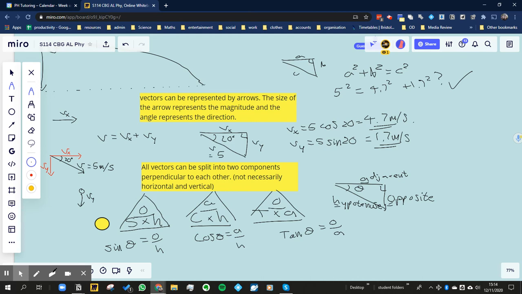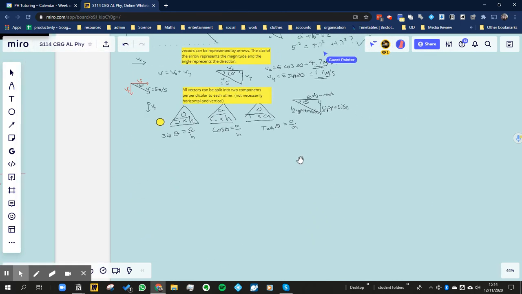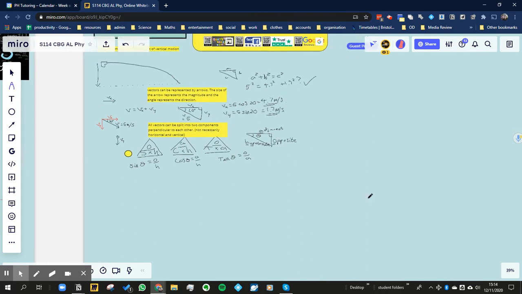Now, I said that it doesn't have to be horizontal and vertical. A standard example when you would not use horizontal and vertical would be this sort of example. We've got a slope. This is a little bit tricky, and we'll do more of this in later lessons. So let's imagine we've got a block on a slope, and what we want to know is: is this block going to roll down the slope? Is it going to topple? What's it going to do?